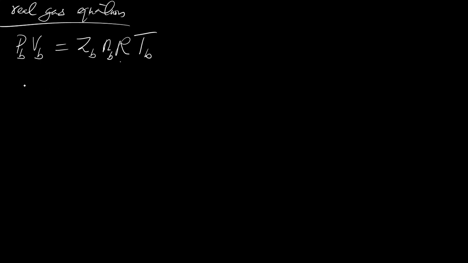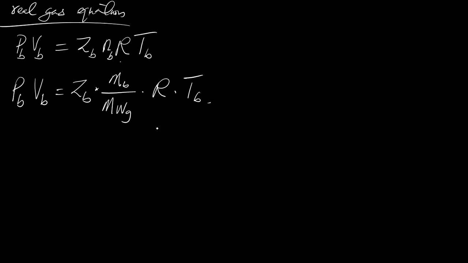So we now have pressure times volume equal to Z times, now the number of moles is the same thing as the mass of the gas at the standard condition divided by the molecular weight of the gas, times R times T_b. So we also note that density is equal to mass divided by volume. So invariably, let's call this equation 5.